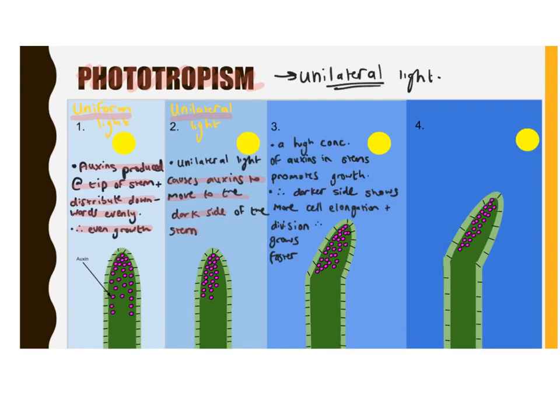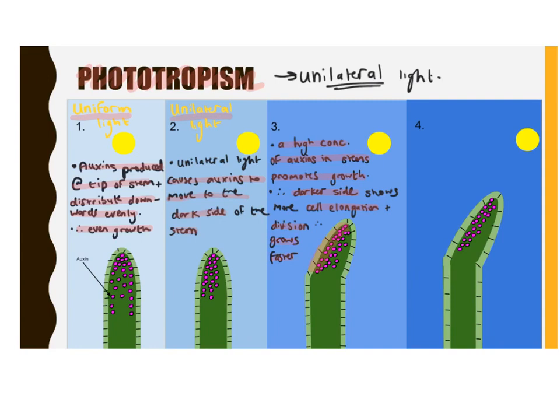So we have that very important point that we have to say: a high concentration of auxins in stems promotes growth. So we see the darker side, because it has more auxins on it, will show more cell elongation and division, because that's what auxins cause. Therefore, the darker side grows faster.